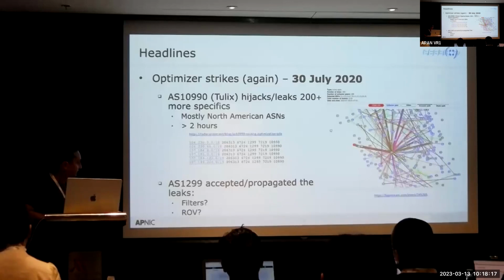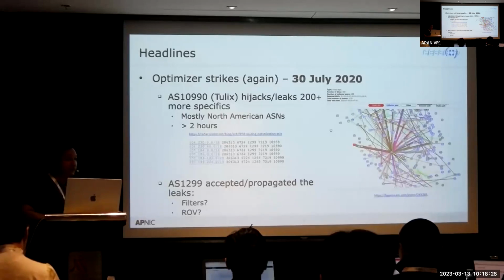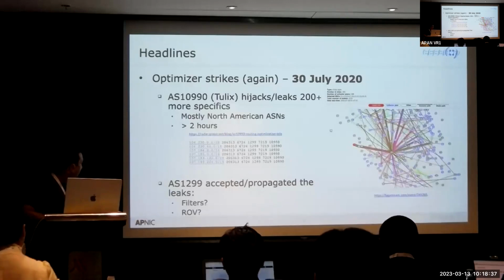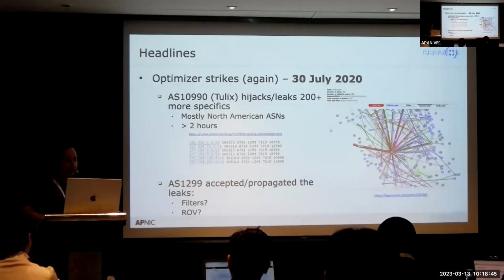And again, there is AS 1299, that's Telia, one of the largest providers on the internet. They are a tier 1 carrier, and they actually propagated those routes and amplified the amount of hijack on the internet. Basically they have to reach out everywhere, because they are one of the largest providers on the internet. So one of the things is that even large providers were not doing filtering and route origin validation at that time.